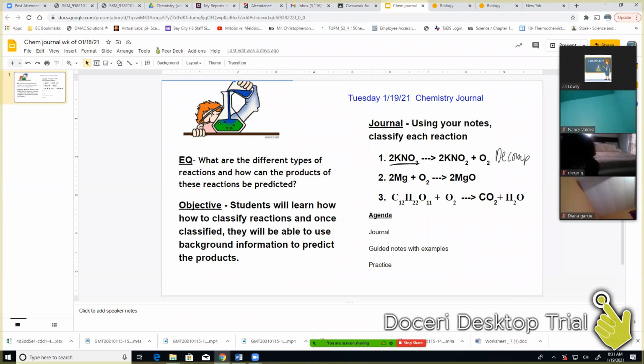Second one, I have an element, but the giveaway is that I end up with only one product. That is right. That's synthesis. That's what we're going to be doing today.